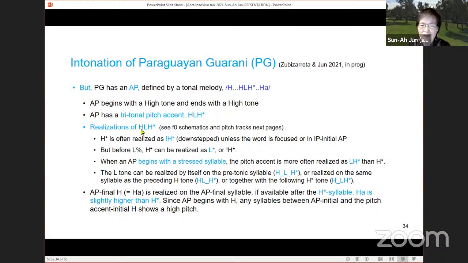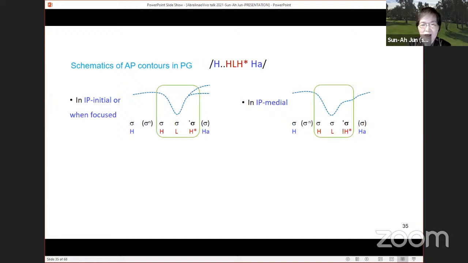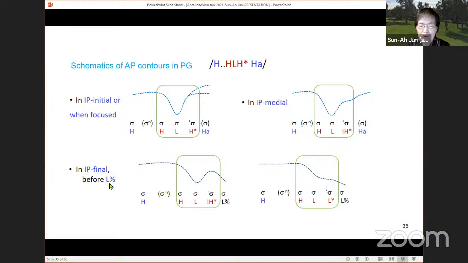I will talk about all these things by using these schematics and actual pitch track examples. In IP, intonational phrase initial position, or when the word is focused, in the high, low, high star contour, the high star stress level is either the same as the earlier high, or higher than the earlier high target. So they have high, low, high star fully realized in this case. But in IP medial position, the most common realization is that the high star is downstepped. So we have high, low, and then medium high, and then the boundary tone is clearly high, higher than the pitch accented syllable. In AP final location, before a low boundary tone, we have either downstepped high star or low star, because it just falls to the low boundary tone.